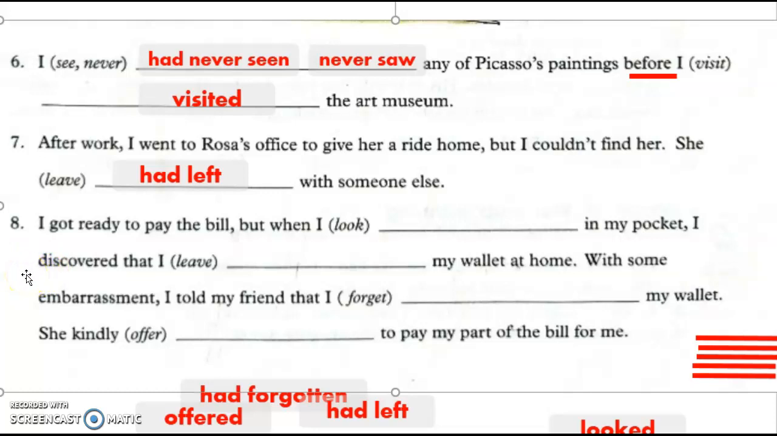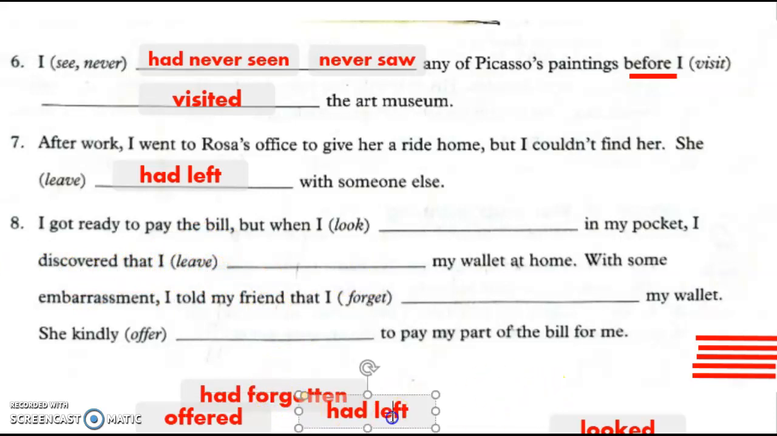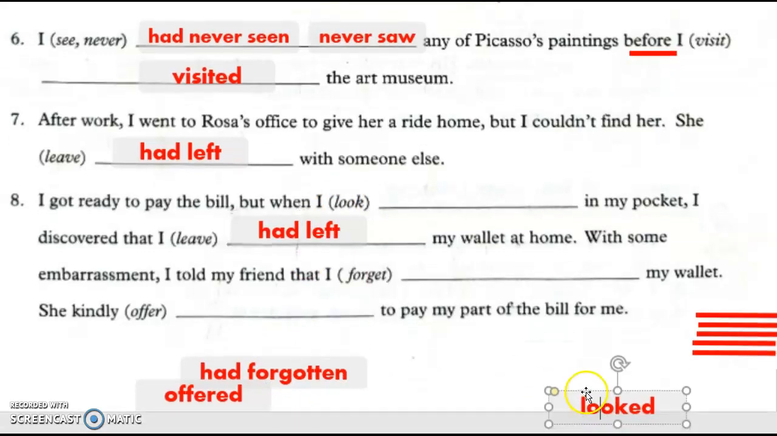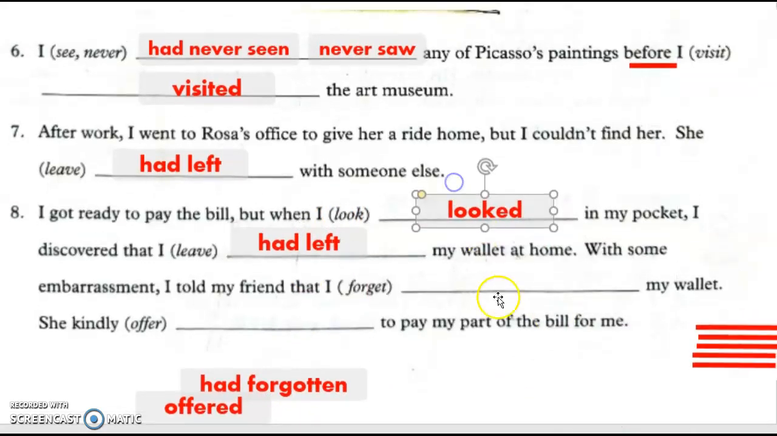Number 8: I got ready to pay the bill, but when the verb look in my pocket, I discovered that I verb leave my wallet at home. So the verb look and the verb leave, which one do you think is the oldest one? Looking inside my pocket when I'm at the shop, or leaving my wallet at home? Of course, the verb leave is the oldest one. So I had left, because it's the oldest one, past perfect, and the verb look should be in the simple past because it happened second.